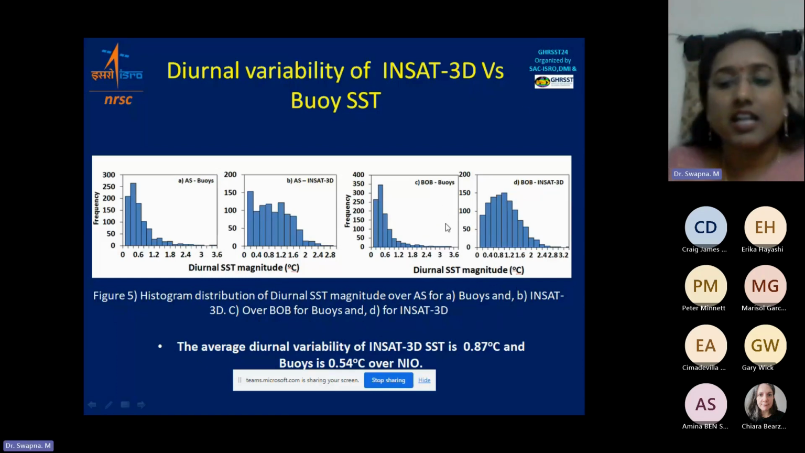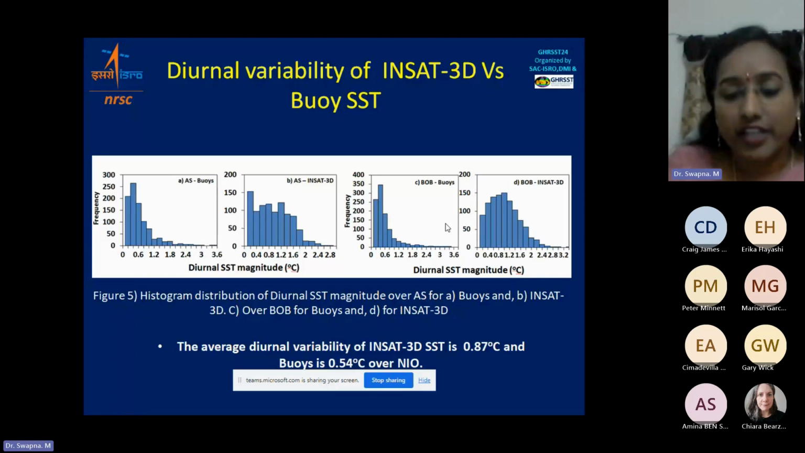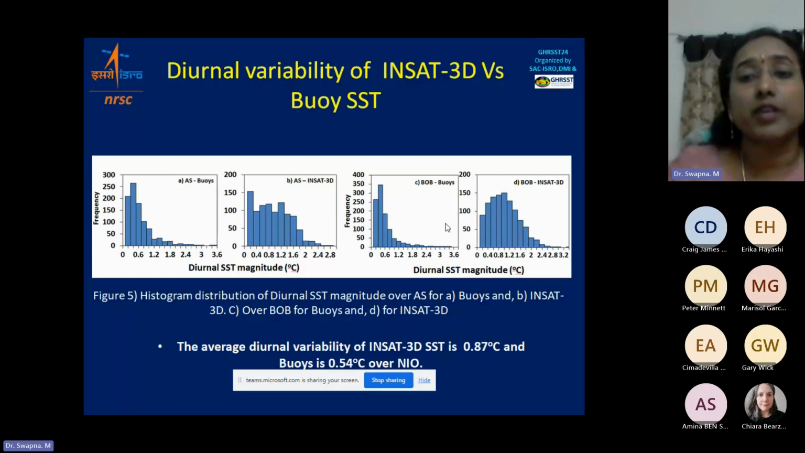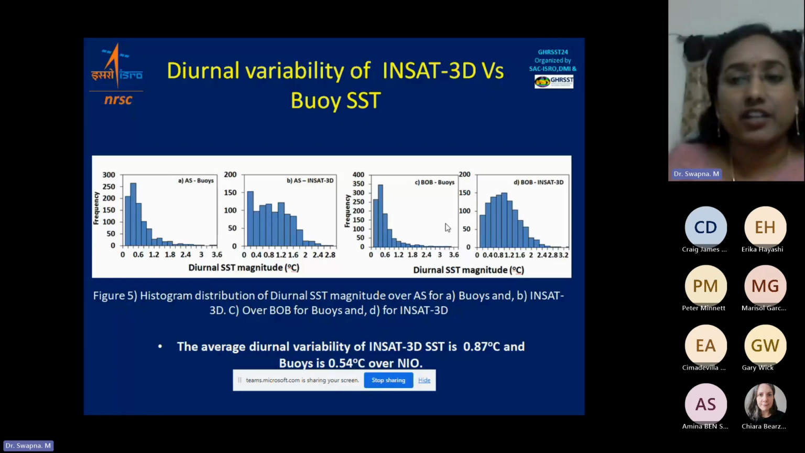Further, this analysis can be used to understand why these variations occur in regions like the Arabian Sea and Bay of Bengal, if some more buoys are available in the equatorial Indian Ocean. These results will be used to analyze why these are causing this kind of variability in the SST. Overall, the average diurnal variability of INSAT-3D SST is around 0.87 degrees centigrade, and buoys around 0.54, for the overall North Indian Ocean.